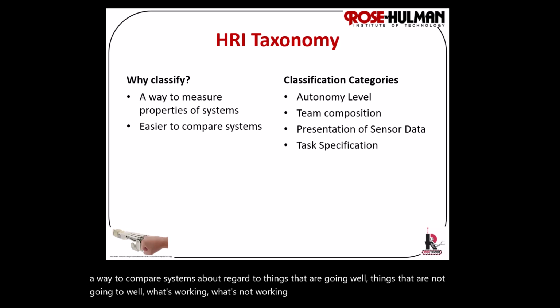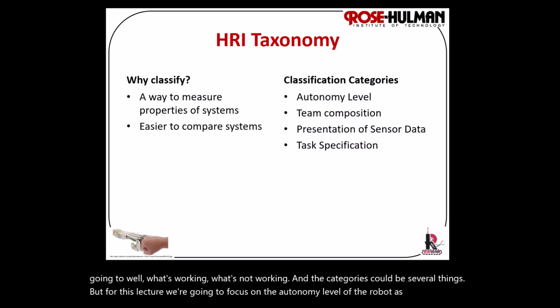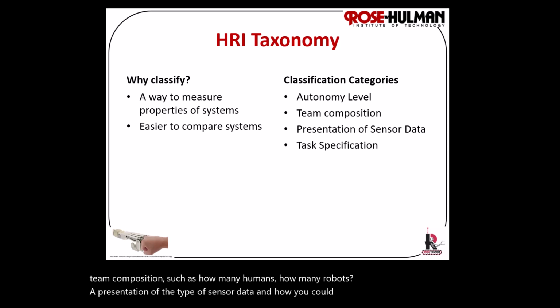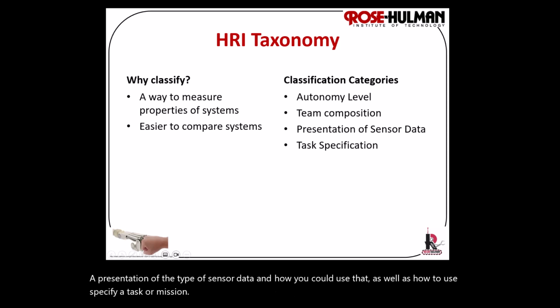And the categories could be several things, but for this lecture, we're going to focus on the autonomy level of the robot, as well as the team composition, such as how many humans, how many robots, a presentation of the type of sensor data and how you could use that, as well as how do you specify a task or mission for the robot to complete.